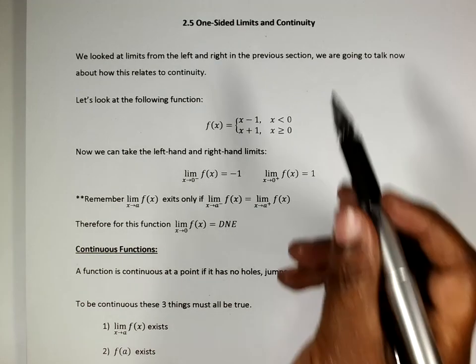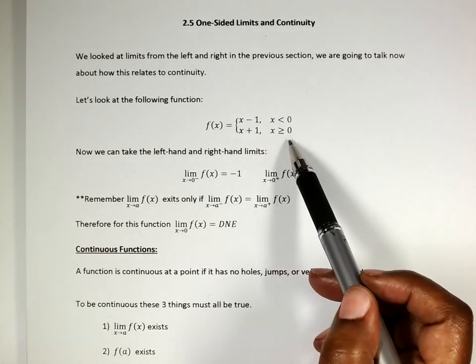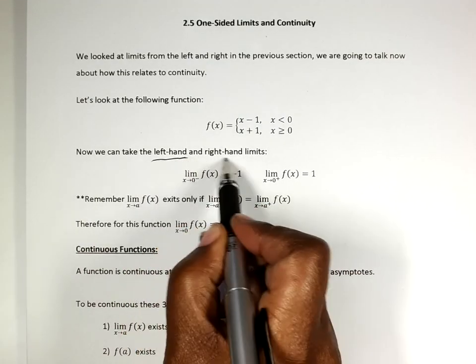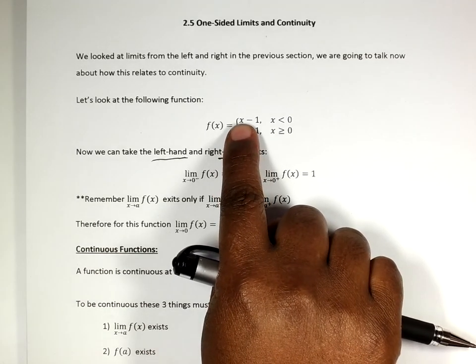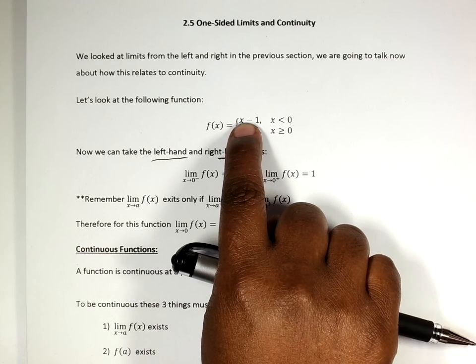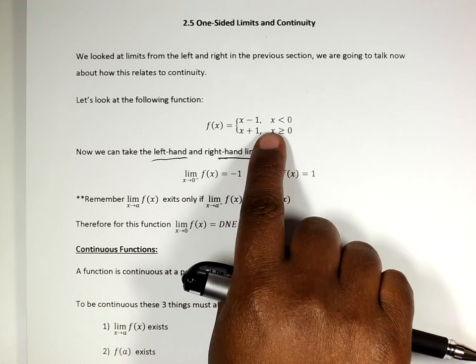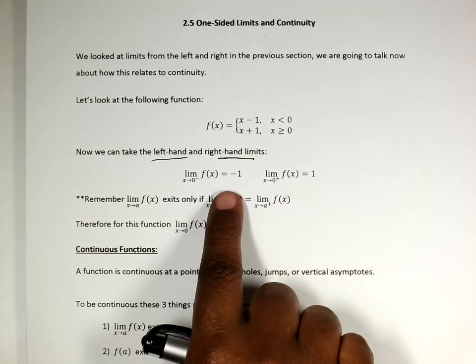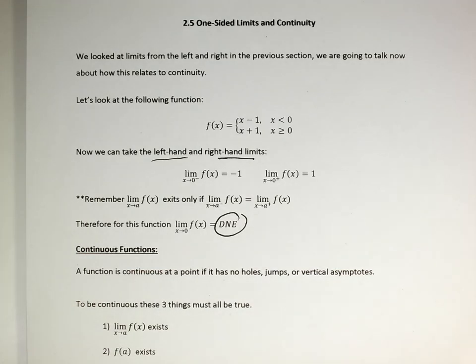So if we're looking at this example, f of x is x minus 1 if x is less than 0, x plus 1 if x is greater than or equal to 0. First thing we want to look at is the left-hand and the right-hand limits. The left-hand is when it's less than 0. If I get closer and closer to 0, you just plug in 0 into this, we get negative 1. The right-hand is at x plus 1. As I get closer and closer to 0, again, just substitute that in, I get a positive 1. So therefore, the limit does not exist. It doesn't exist because the left-hand limit and the right-hand limit go to two different numbers.